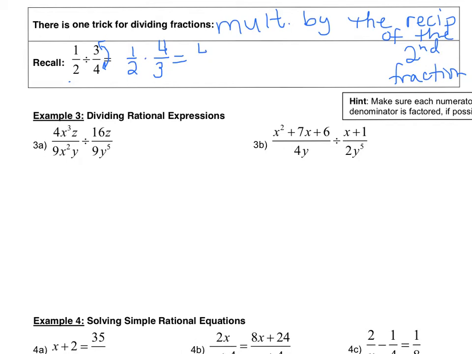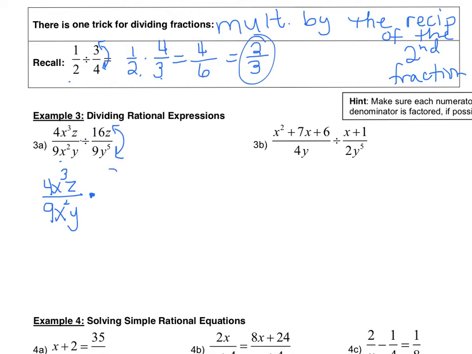So 1 times 4 is 4. 2 times 3 is 6. And when we reduce that and divide both of them by 2, we get 2/3. So we're going to do the same process for these problems. I'm going to leave the first fraction, 4x to the third z over 9x to the second y, and I'm going to change that division sign to a multiplication by the reciprocal of this. So 9y to the fifth goes on top, and 16z goes on the bottom.